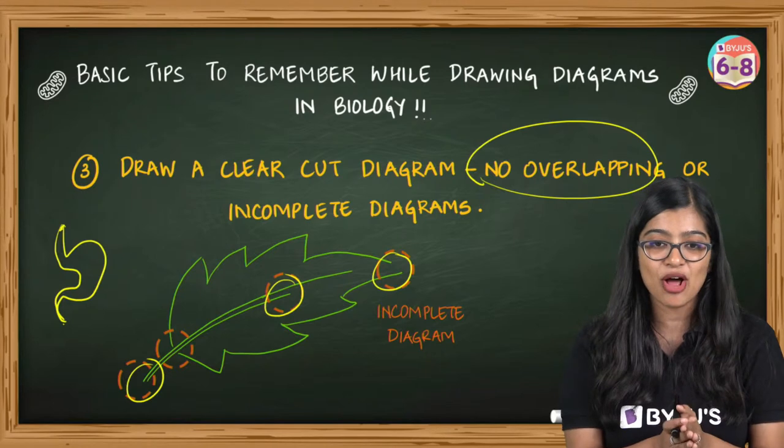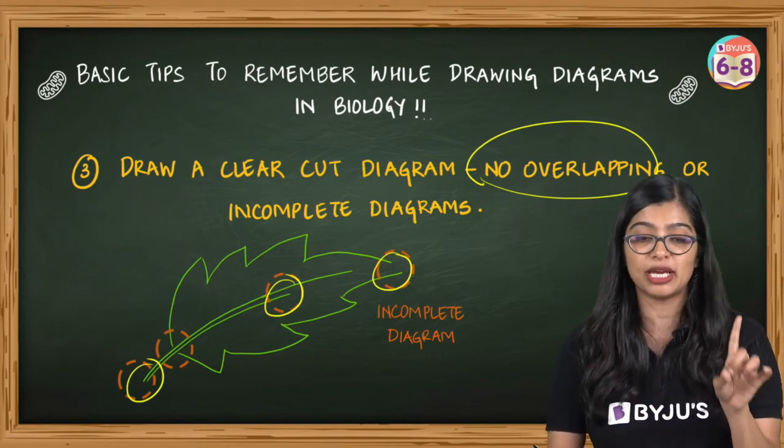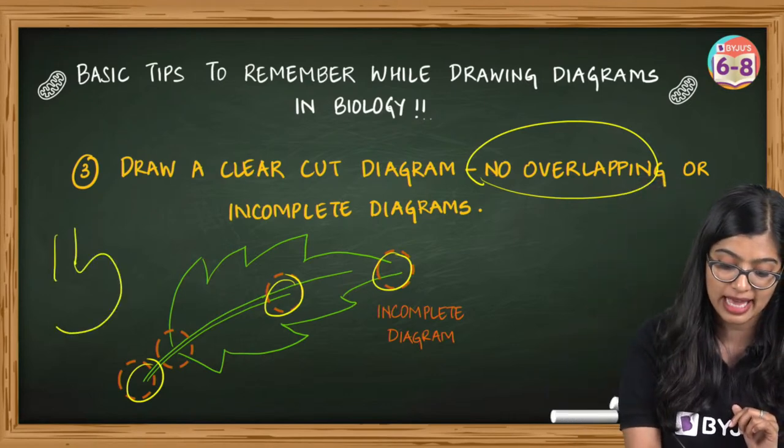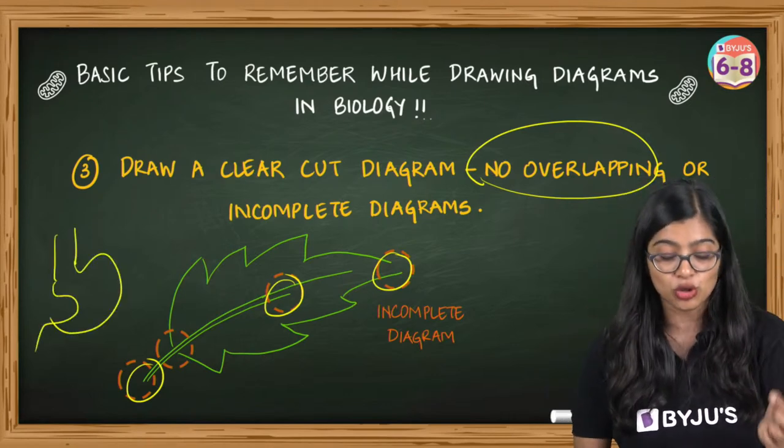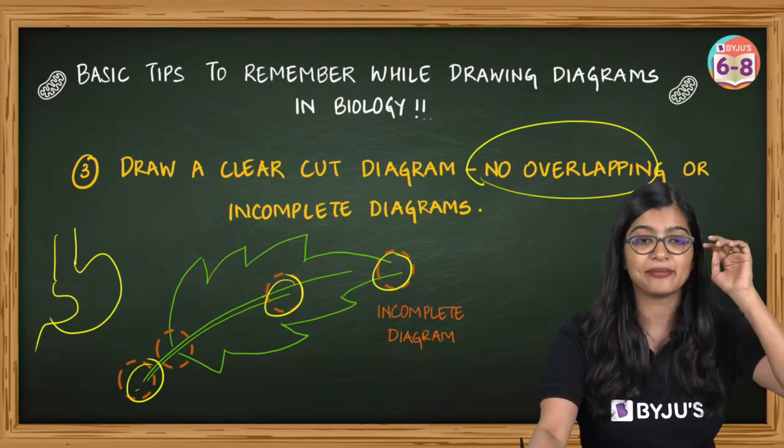So yes, are we following this? That our diagrams need to be complete. Parts should be complete. Where the openings must be there, it should be open. Where we need to close it, you will have to close these parts. All right? So full should be there.